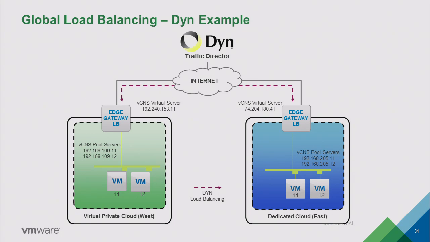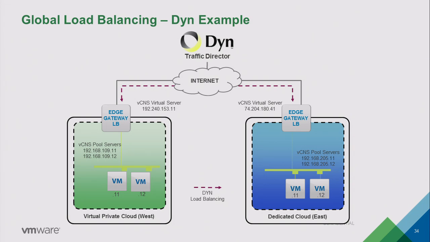The customer, in this particular case, has 2 cloud instances, vCloud Air East and vCloud Air West. For the local load balancing within the vCloud instance, we use the edge gateway. And then on the top level, we use Dyn DNS for global load balancing between the 2 instances. Over here you can see there's a pool of servers, .11 and .12 would be pool servers, and then there's a VIP, which is the public IP space on both the clouds, 192.240 and 74.204 on the other cloud instance. Those would be the local load balancing configurations.